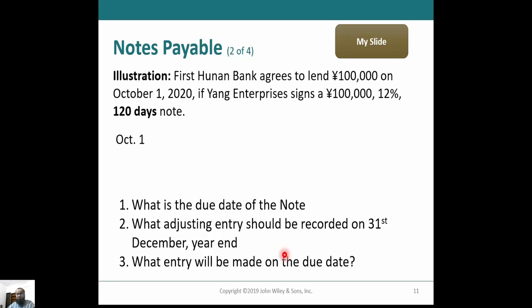So three requirements. What is the due date of the note? What adjusting entry should be recorded on 31st December? And what entry will be made on the due date? Of course on October 1, the entry, although it is not required, will be straightforward: cash debit and notes payable credit, as was there in the last example.